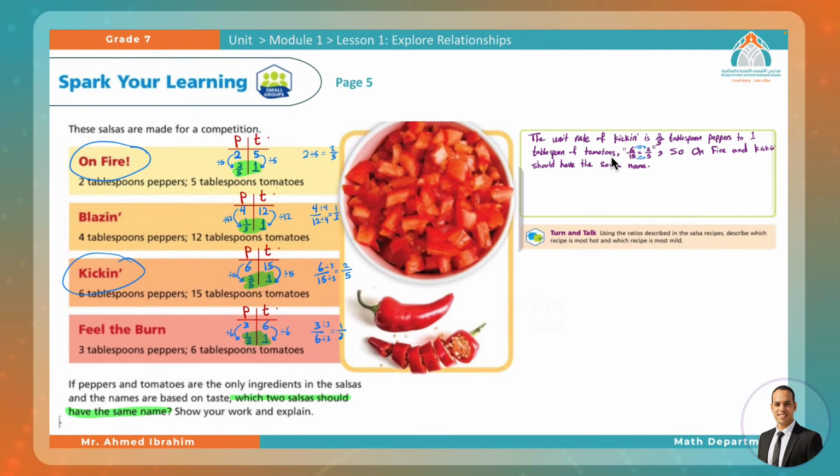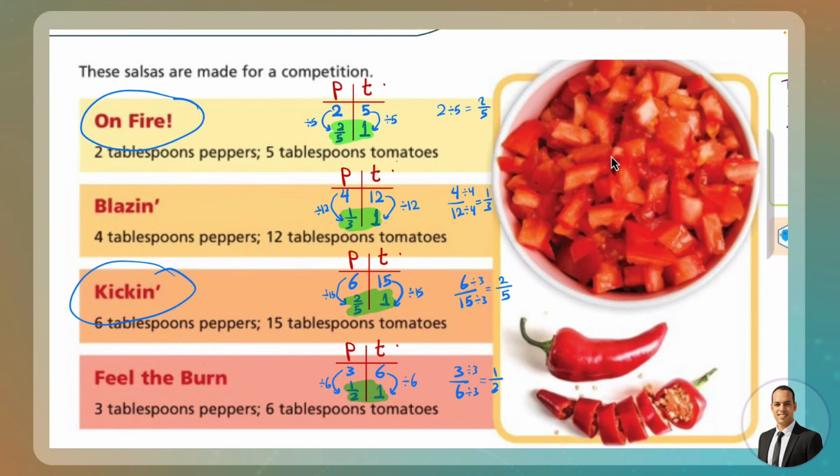Also, one more thing, guys. If I asked you, which one here is the most chili? If you can see here, the biggest fraction among 2/5, a third, or a half, we can find that half is the biggest fraction. So half is greater than 2/5, half is greater than a third, so half tablespoon peppers for every 1 tablespoon tomatoes would make the most chili salsa. So fill the burn, it's like its name, it's the most chili.